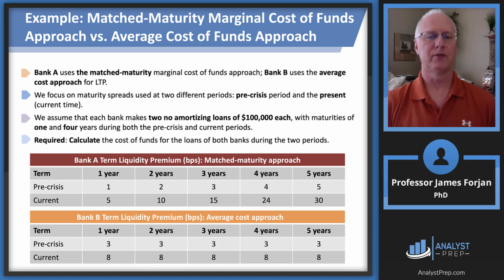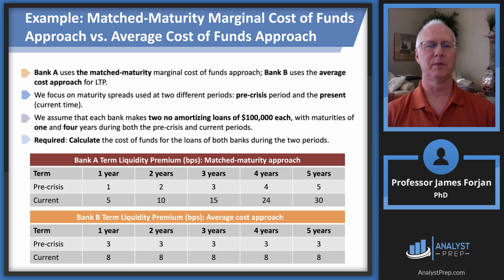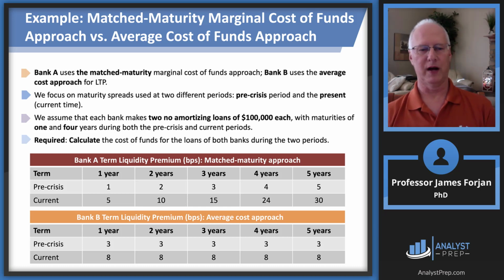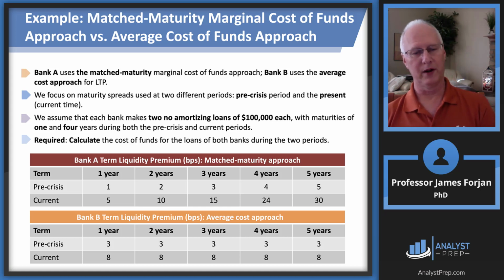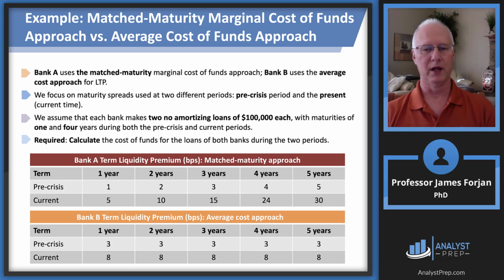Now let's work through a couple of slides that give us an example. Now this is a relatively simple example, but there's some good information here. We need to pay attention to the question stem. All right, notice that in the table, in that dark red, we have Bank A, which uses the matched maturity approach. And Bank B in the orange uses the average cost approach. So let's look at Bank B down at the bottom. So look, 1, 2, 3, 4, 5 years, and there's pre-crisis time period and then post-crisis time period. So those basis points are fixed at 3 and then fixed at 8 before and after. All right, so that makes perfect sense based on what we've done before.